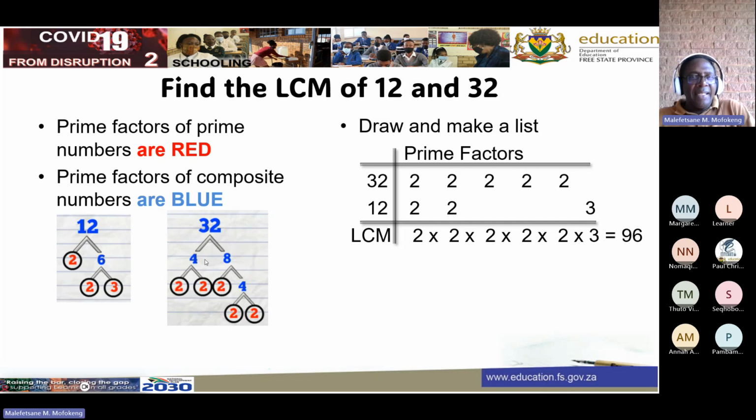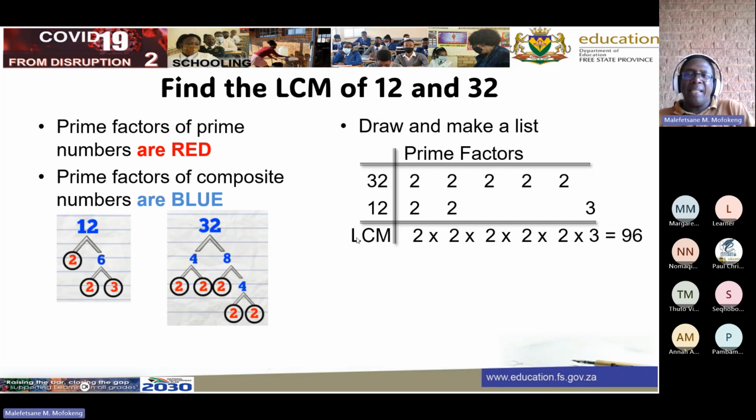Therefore, after we have done these 3 diagrams, you draw and make a list. In that list, you list the prime factors of 32, which is 2 multiplied by 2, multiplied by 2, multiplied by 2, multiplied by 2. There are 5 2's that have been multiplied. And then 12 is 2 multiplied by 2 and 3. After that, you check the first pair and the second pair, and the 3 2's that are left don't have pairs. And also the 3 doesn't have a pair.